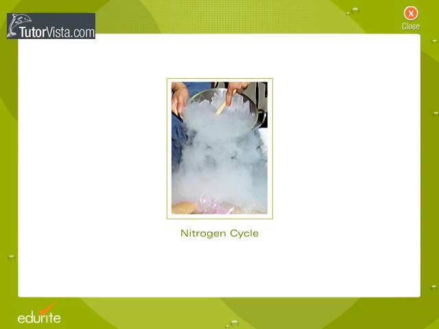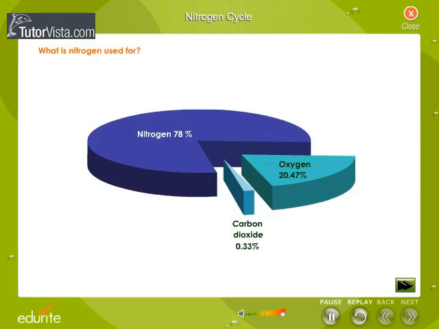Nitrogen cycle. What is nitrogen used for? Nitrogen forms an essential part of amino acids which make up proteins and DNA. Nitrogen is essential for all living cells.